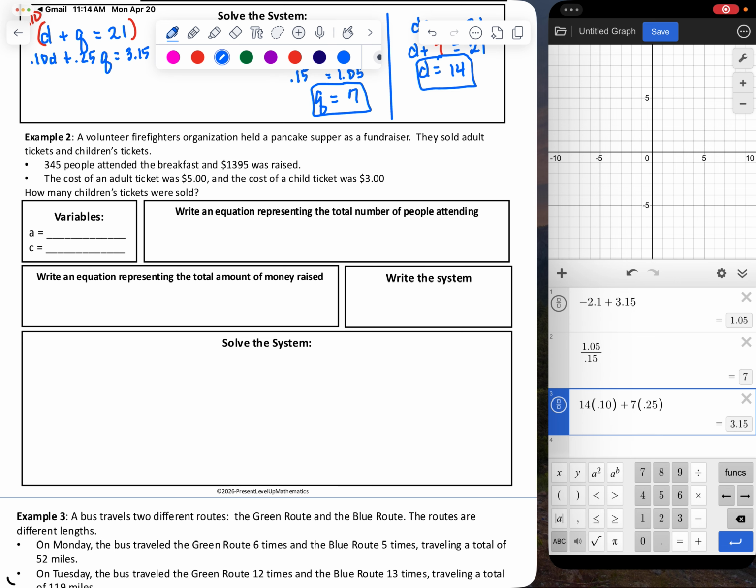345 people attended the breakfast, and $1,395 was raised. The cost of an adult ticket was $5, and the cost of a child ticket was $3. How many children's tickets were sold? So let's assign our variables first.